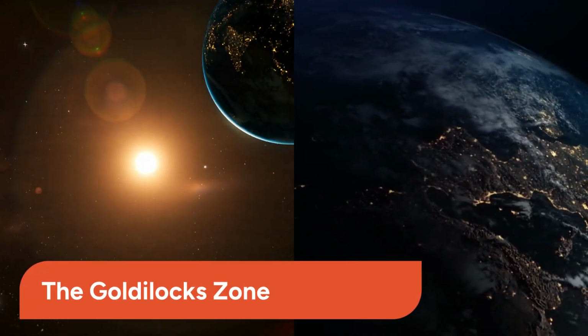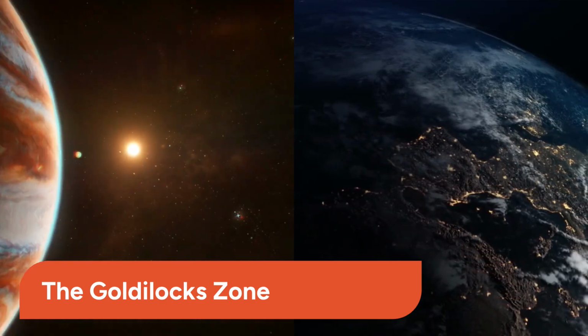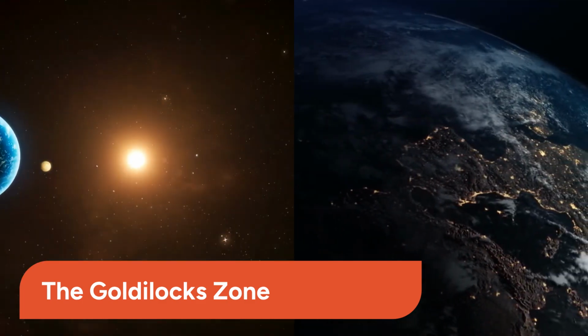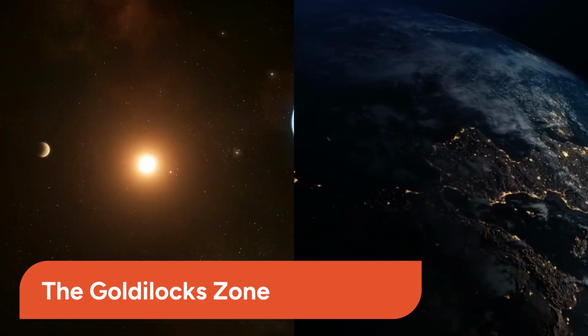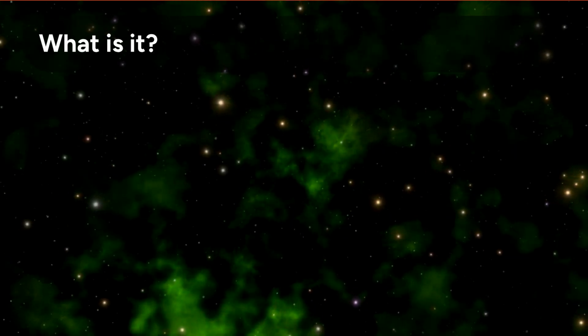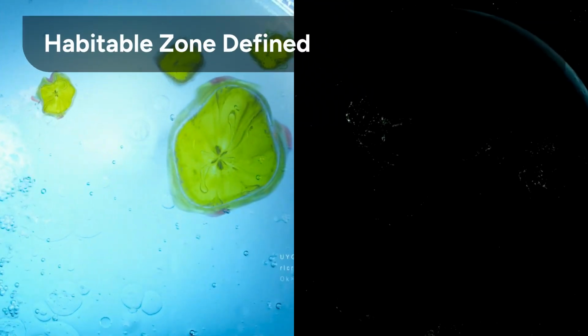Have you ever heard of the Goldilocks Zone? It sounds like something from a fairy tale, right? Well, it is, but it also happens to be a crucial concept in astronomy and the search for life beyond Earth. So what exactly is the Goldilocks Zone? Simply put, it's the region around a star where conditions are just right for liquid water to exist on a planet's surface. This zone is also known as the habitable zone.